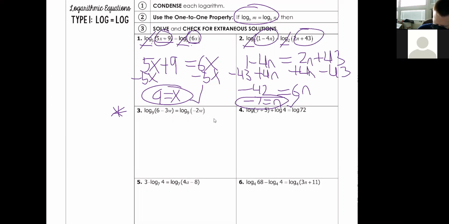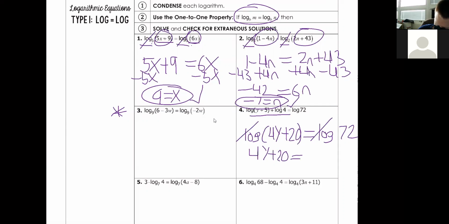So for this one, you want to make sure you just have one log on both sides. We need to combine these two logarithms. Remember, if you have addition, that's really the multiplication property. So you could just multiply the 4 times the y plus 5. You'd have to distribute, so you'd really have 4y plus 20. But then you could get rid of your logs and just solve this equation. Subtract the 20. You would get 4y equals 52. Divide by 4, you would get 13.